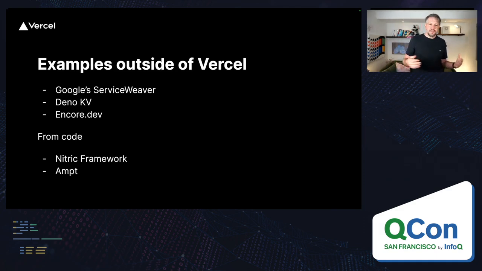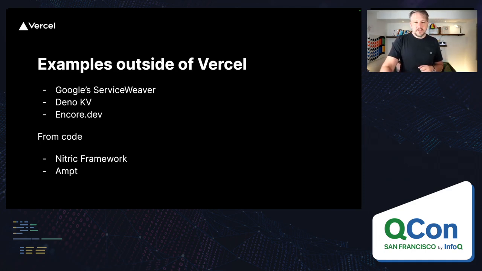Yeah, I mean, there's a bunch of examples outside of Vercel. I think Google's Service Weaver is really interesting technology in a very different scope, right? They're thinking about how to deploy serverless services in a microservice architecture. I think Deno KV is actually a really interesting example. They have this KV that works locally, works in production, and is really seamless in the deployment flow. And then there's stuff like Encore.dev, Nitric Framework, and they're definitely on that continuum, more like infrastructure from code, somewhere in between. But these are all worth checking out.